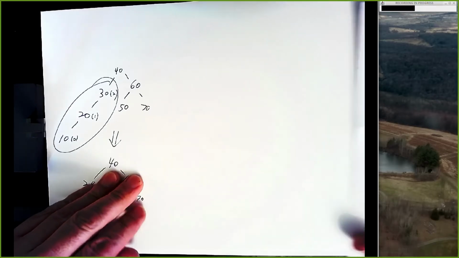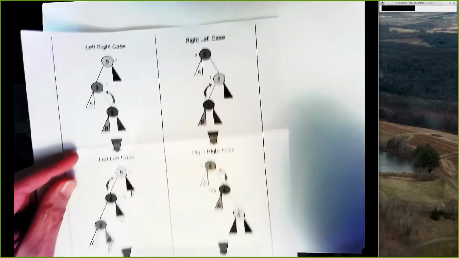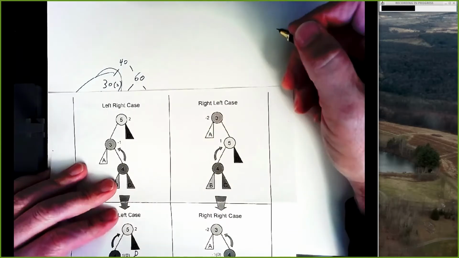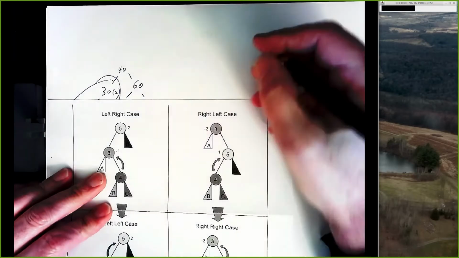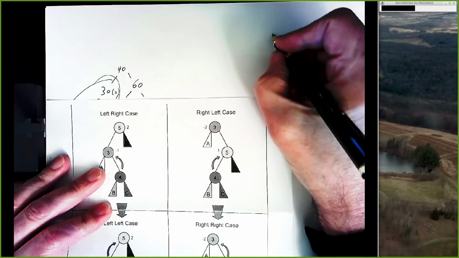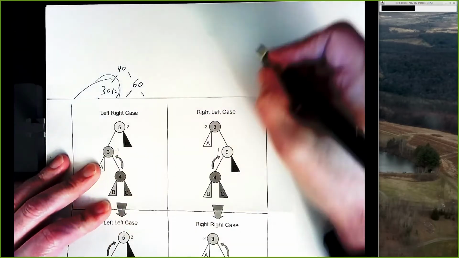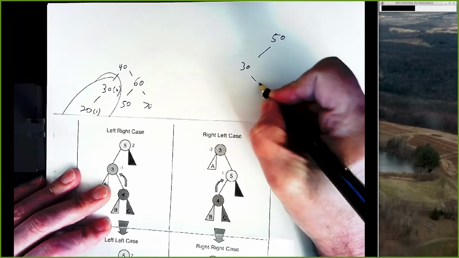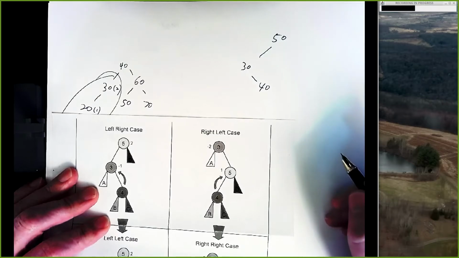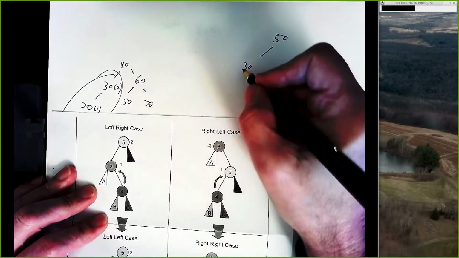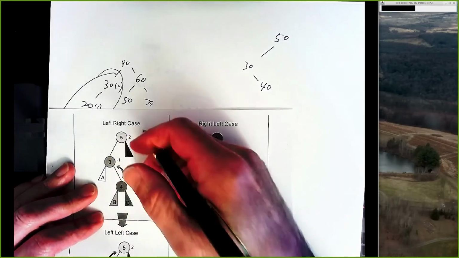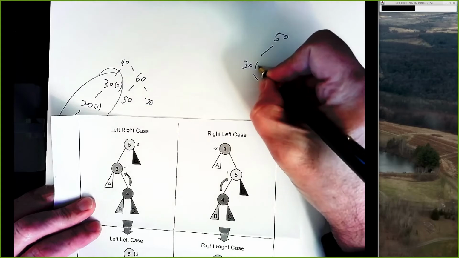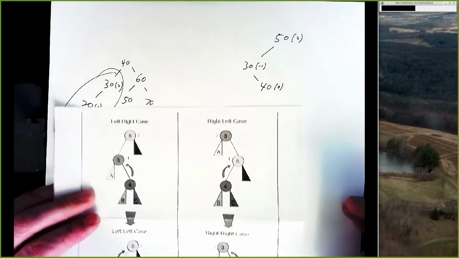So let's work through one example of the left-right case, just for completeness. I'll pick values that match up with this problem. Suppose I have a 50 and a 30 and a 40, and maybe some other stuff hanging off here, subtrees A, B, C, and D, and so on. In this case, this has a balance factor of 0. This is -1. This is 2.